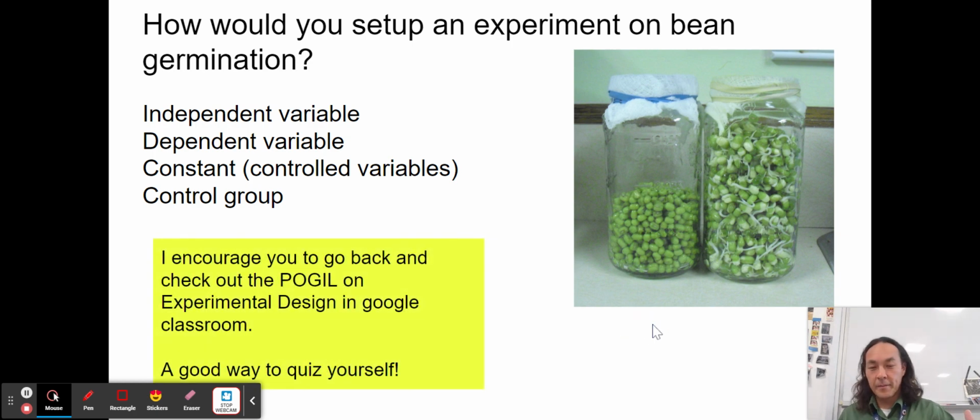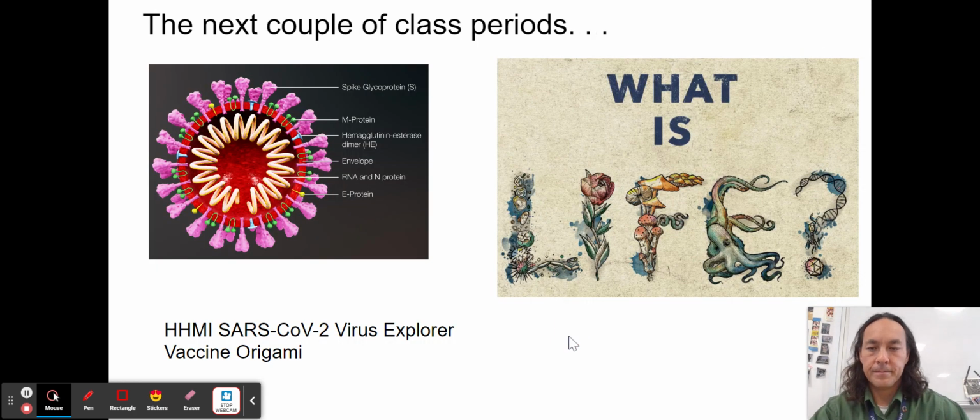I encourage you to go back and check out that POGL on experimental design. We didn't really have time to do the whole POGL, but it's a good way to quiz yourself: are you understanding what an independent variable is, a dependent variable, a constant, and a control group.